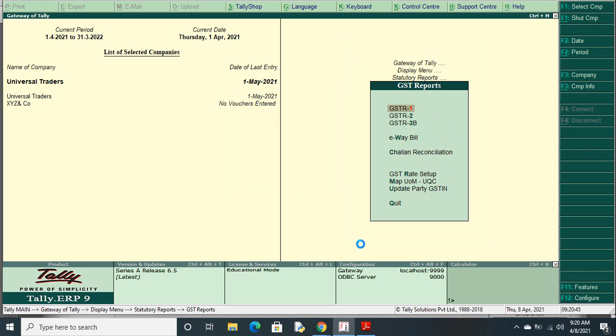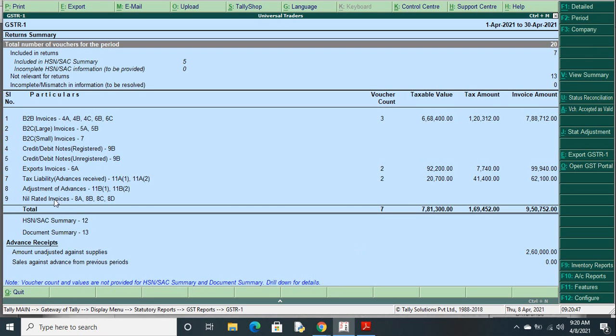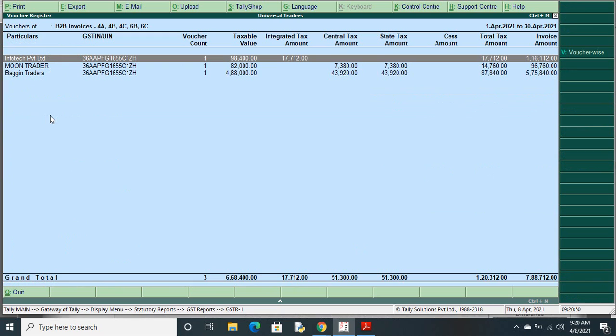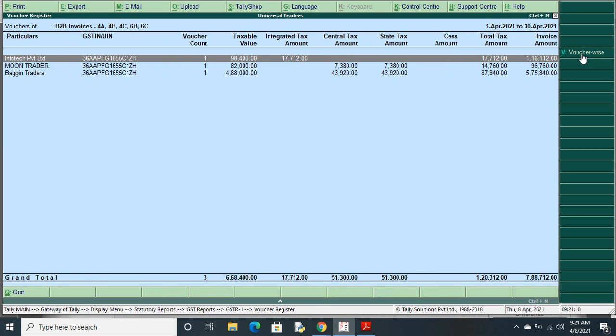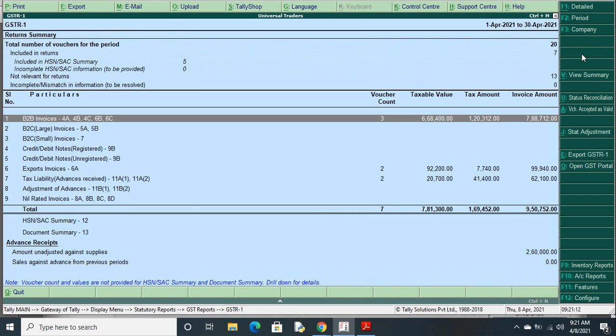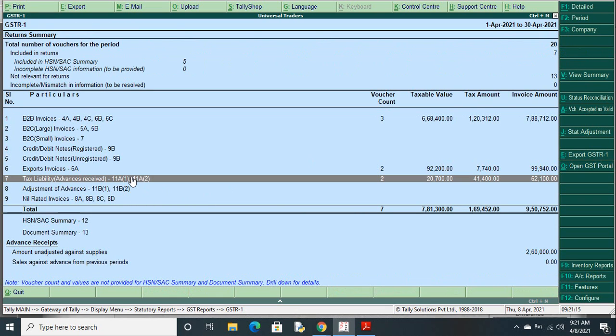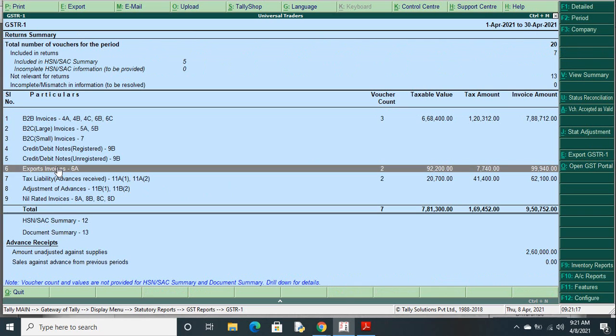GSTR 1 for sale. B2B transactions, total we have 3 transactions. Wagon traders 4,88,000, Moon traders and Infotech traders. So it is integrated tax. These are all the CGST and SGST, central tax and state taxes. So this is a complete report. If you want to see the voucher wise, we can see the voucher wise or party wise. It's up to you. And here you have tax liabilities and export invoices.